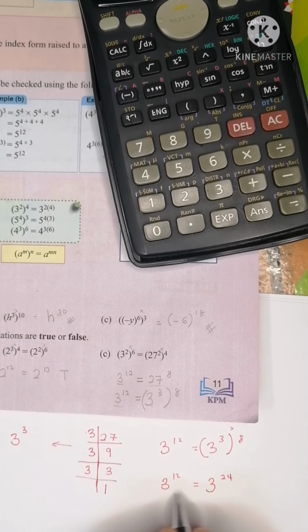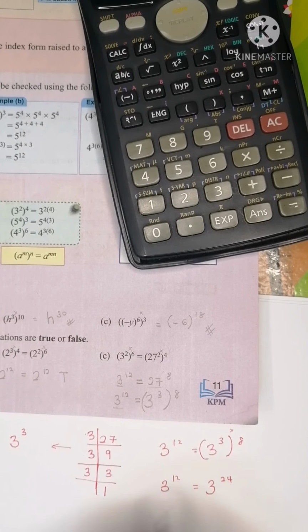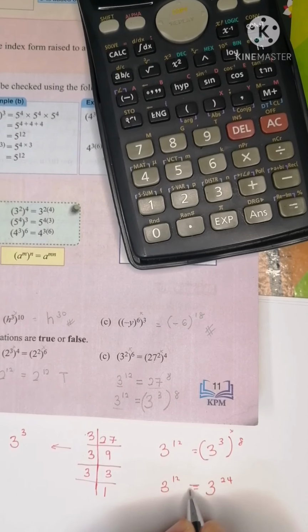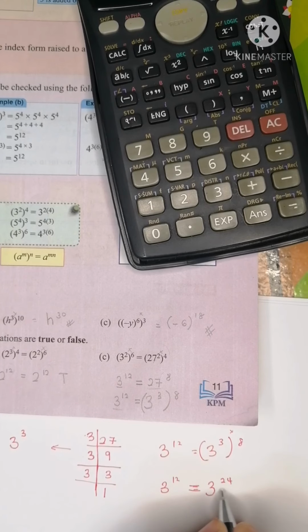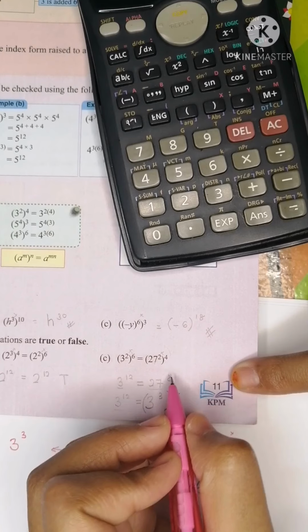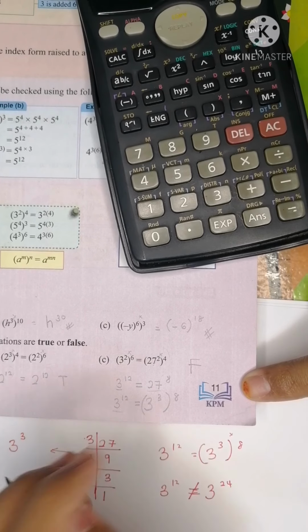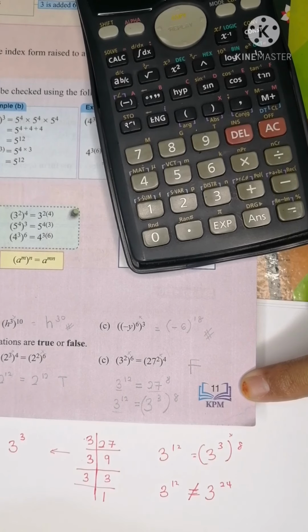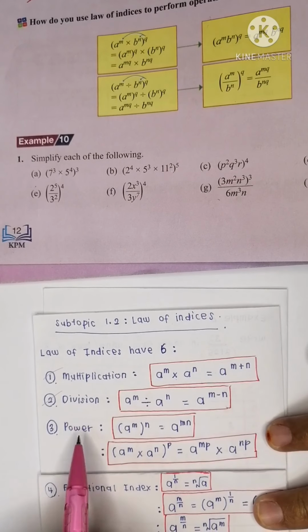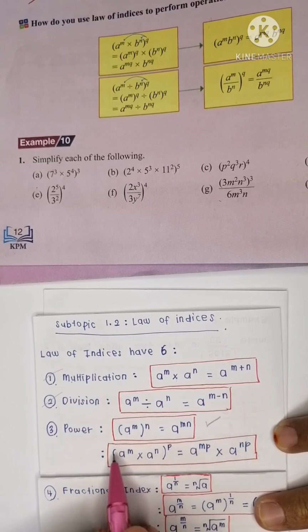So this one is 3 to the power of 12. This one is 3 to the power of 24. So we know that this one is not equal to this one. So not equal, which means for C, it is false. I hope you can see and understand. Alright, that's it. Now for power we are done with this one.